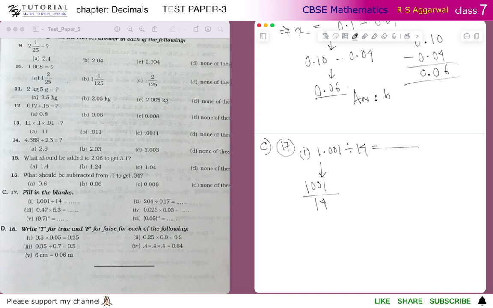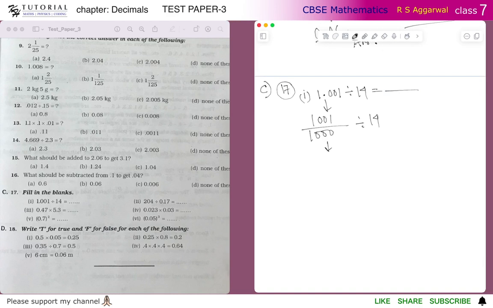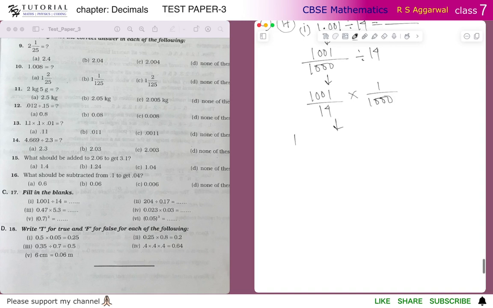Let's do one thing. The easier way will be to first convert the decimal number to a decimal fraction. So this becomes 1001 by 1000, and this is divided by 14. Now we divide the numerator of the decimal fraction by the given whole number. So this becomes 1001 by 14, and we are left with the multiplication by 1 by 1000. So this is again 1001 by 14, and multiplied by 1 by 1000 means divided by 1000.